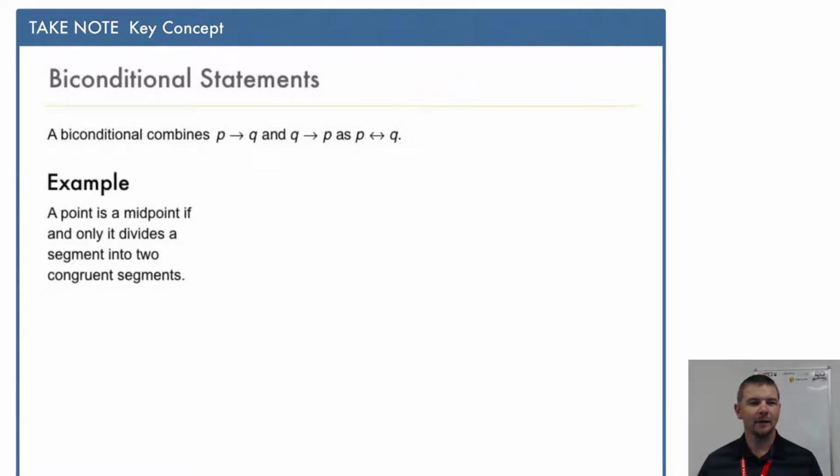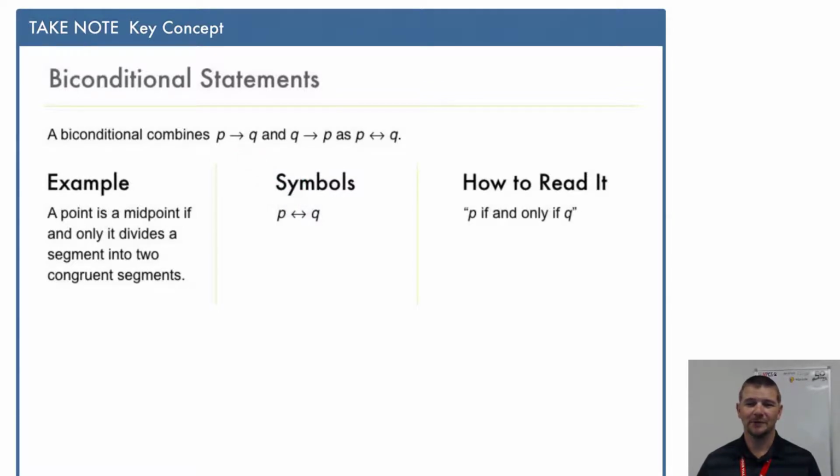An example: a point is a midpoint if and only if it divides a segment into two congruent segments. In symbols, we state this as P if and only if Q. So note, P implies Q and Q implies P come together to form P if and only if Q. How to read it? P if and only if Q.